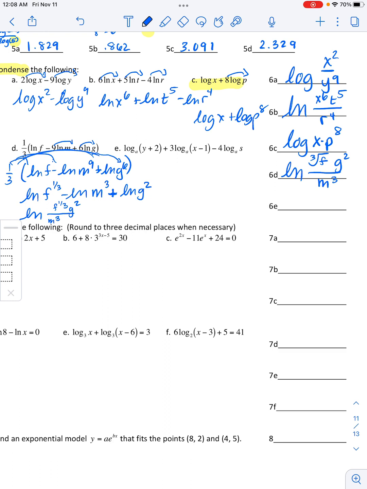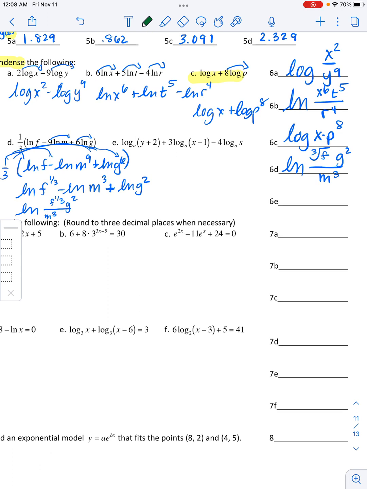Okay. This next one looks tricky. I'm going to switch colors so I can keep myself organized because I made such a mess of the last thing in blue. All right, this has to go and this has to go before I can truly condense. So I have log base A of y plus 2. And then I have log base A of x minus 1 cubed. And then I have minus log base A of s to the 4.